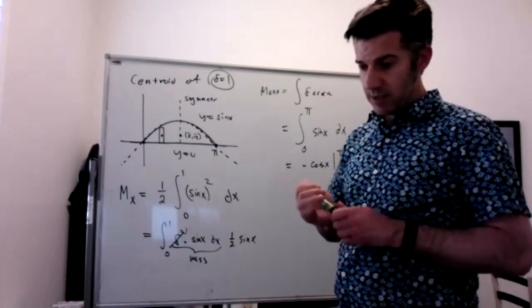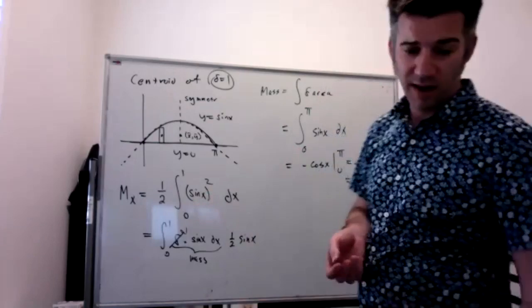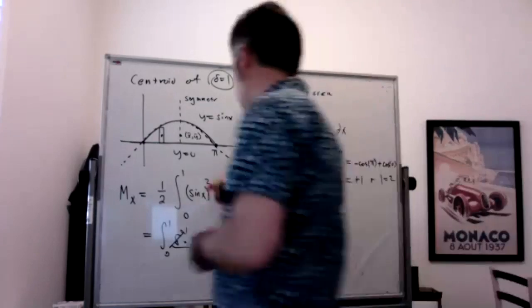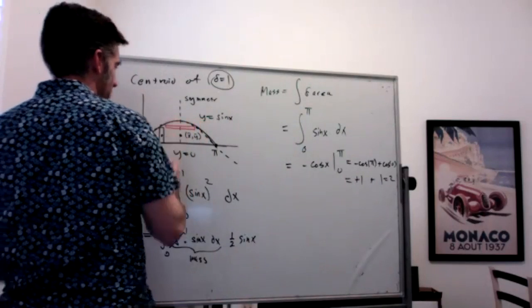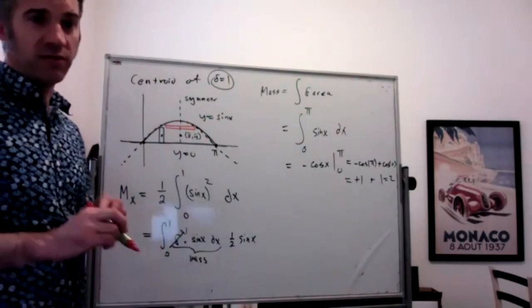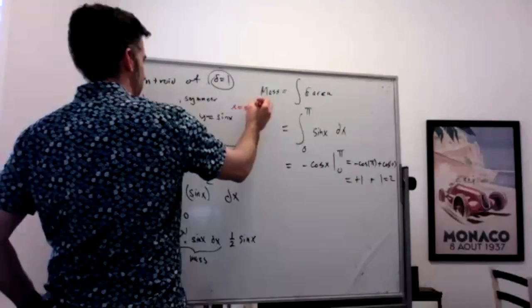Okay. Yeah, no, so you could try and do this another way. The problem is if you're going to do it using a horizontal strip, you've got 2 problems. Problem 1, if you solve for x in terms of y, you get x equal to the inverse sine of y.